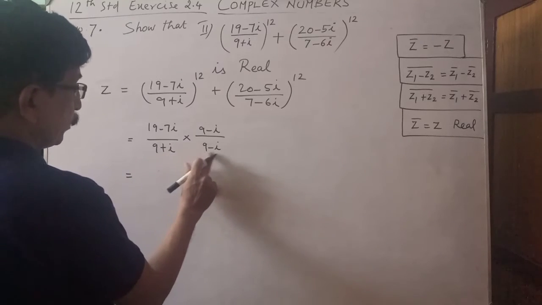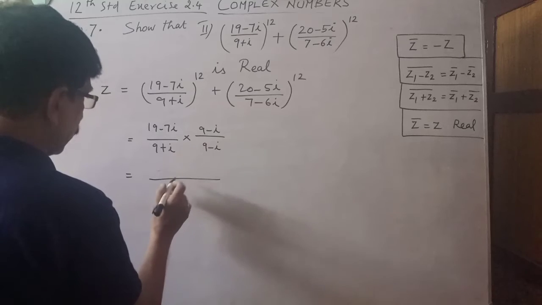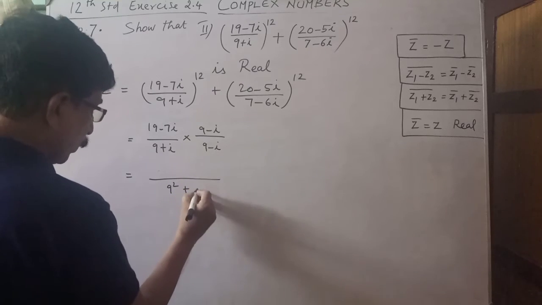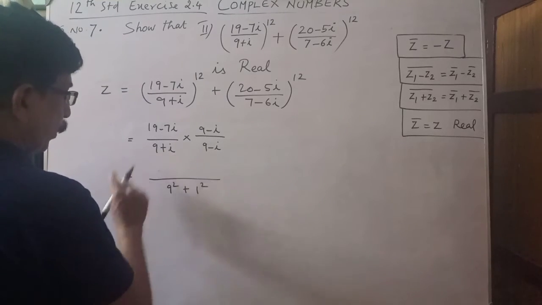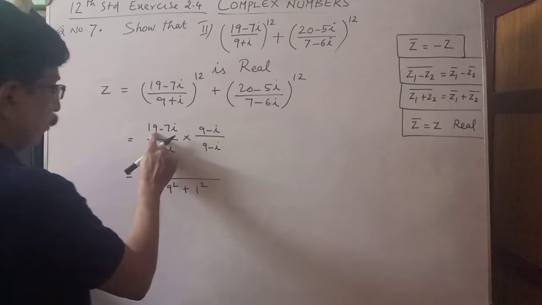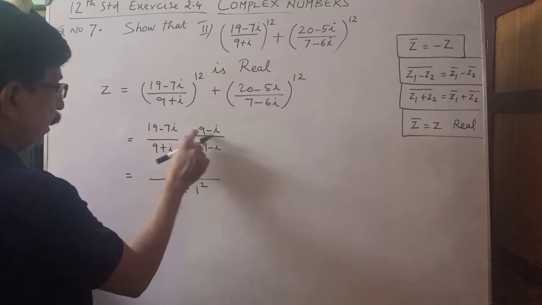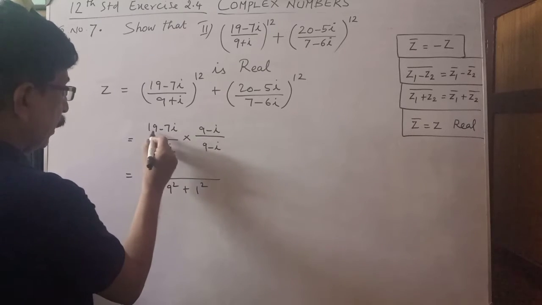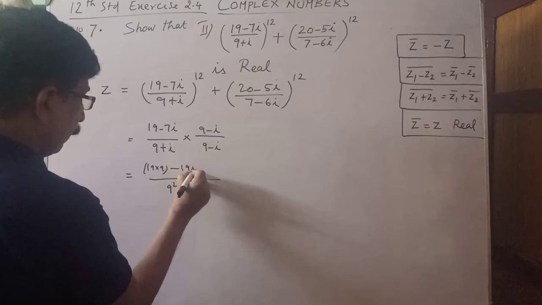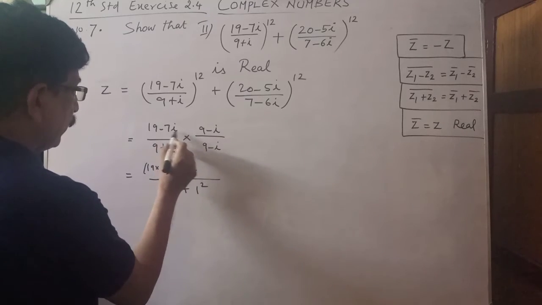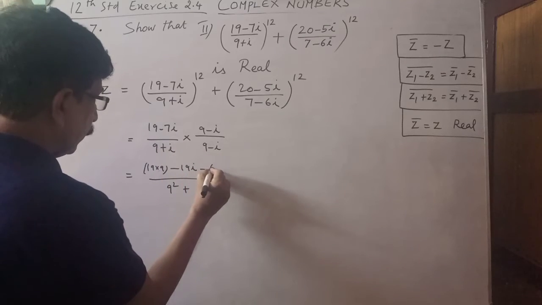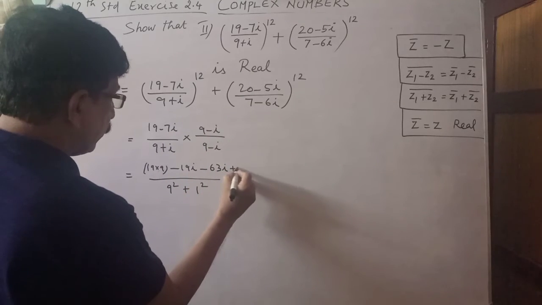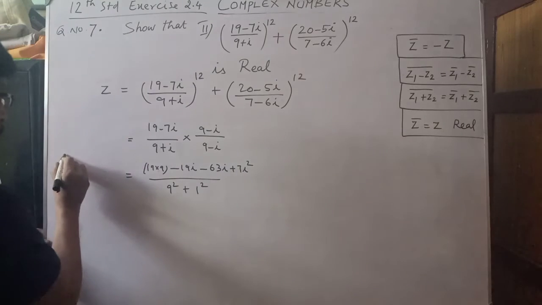This is x + iy form. (x + iy)(x − iy) is x² + y². Here x is 9 and y is 1, so x² + y² is 9² + 1². Next we multiply the numerator. 19 into 9 is 171. 19 into −i gives −19i. Then −7i into 9 gives −63i. Minus into minus gives plus 7i², so 7i².